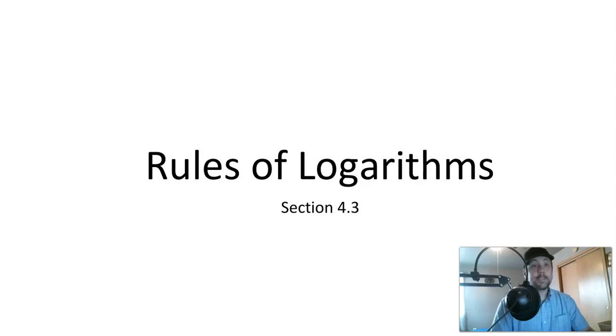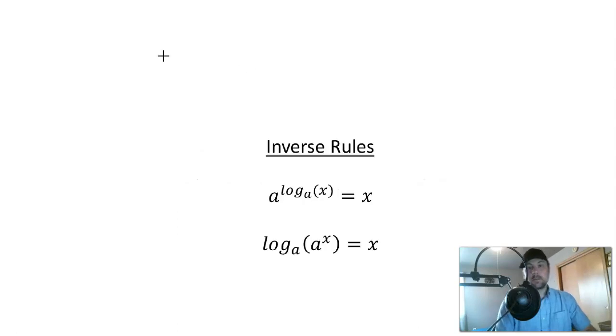In this video, we're going to take a look at section 4.3, which is on rules of logarithms. The first couple of rules we're going to look at are the inverse rules. We talked about this a little bit in the video on section 4.2, that logarithms and exponential functions are inverses of each other, which means they cancel each other out. Just like addition and subtraction are inverses of each other, they cancel each other out as well. That's how logarithms and exponential functions work.